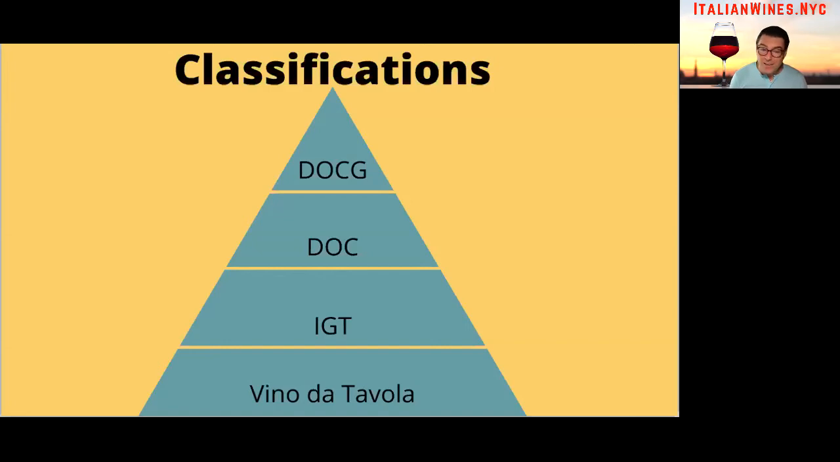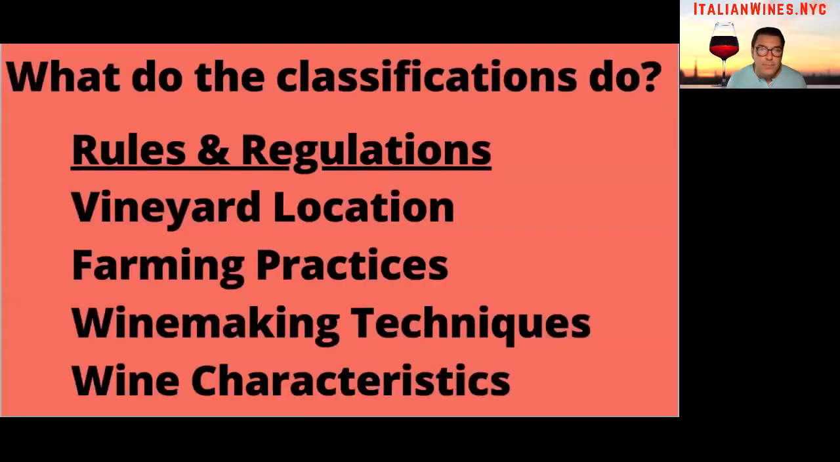Now today in Italy, there are countless IGT wines that are using 100% native Italian varietals as well as French varietals. So let me explain why that is in the next couple of slides.